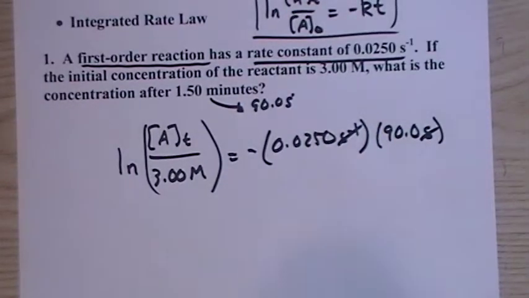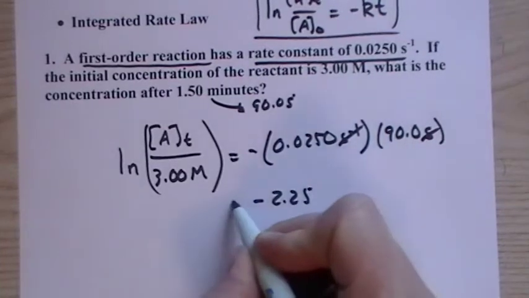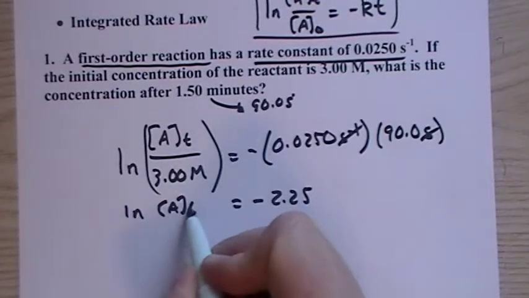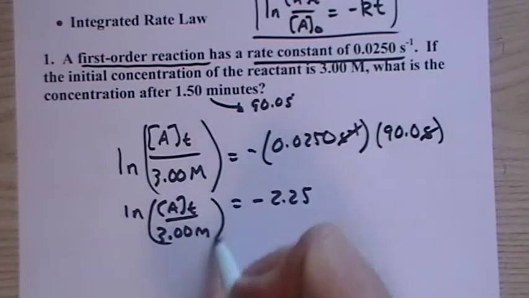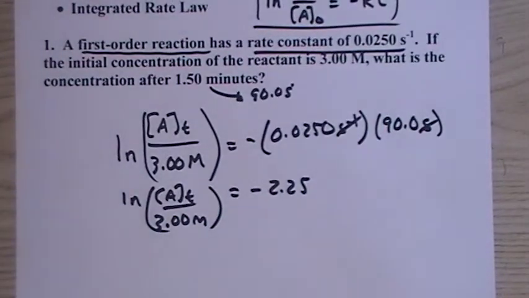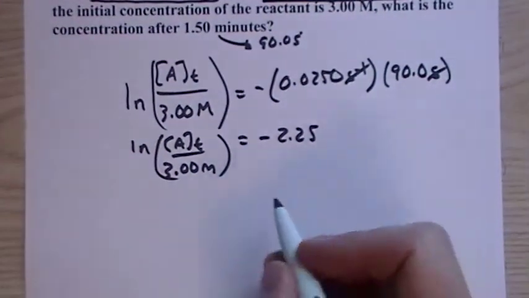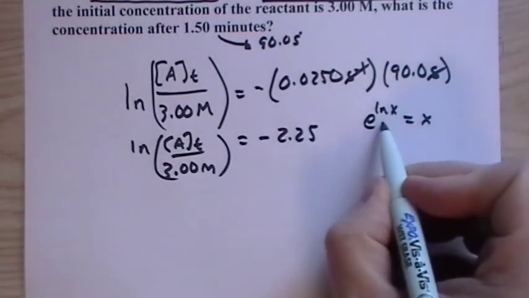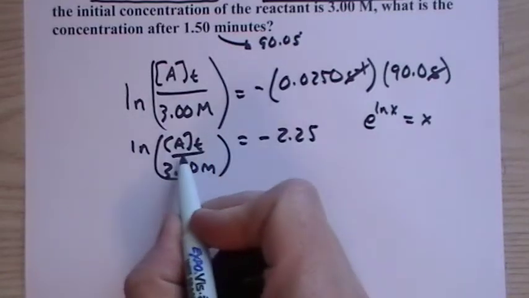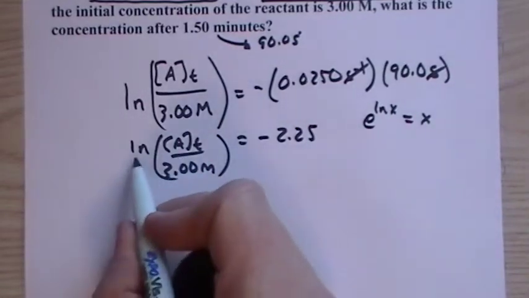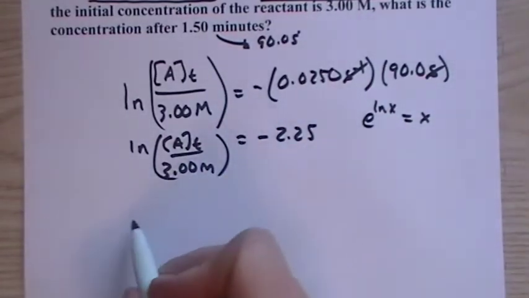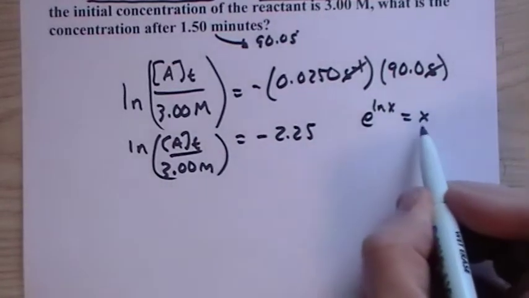And we end up with minus, and so this is natural log of the concentration of A over 3.00 molar. And what we do then is e to the natural log of x is x. If these were two numbers, we just take the natural log, but we have a variable in here. We have to get rid of the natural log. You can't just cancel natural logs. We have to operate on each side, so e to the natural log of x gives us x.